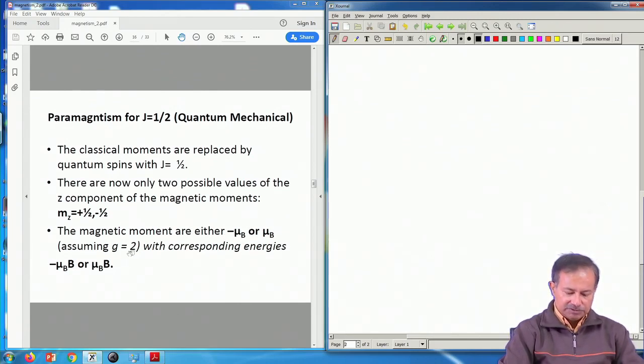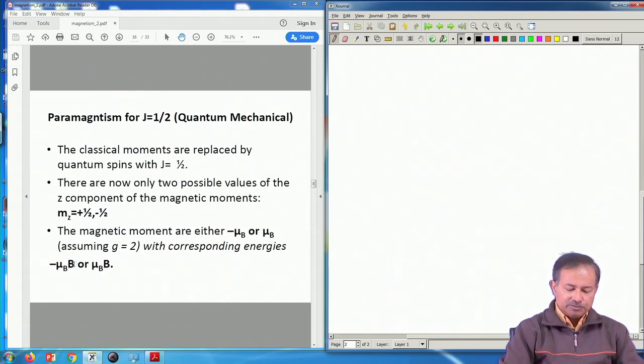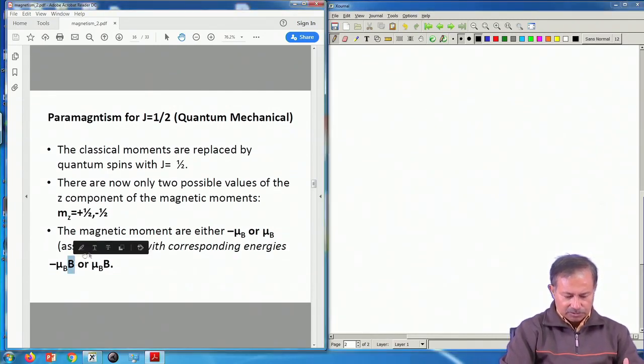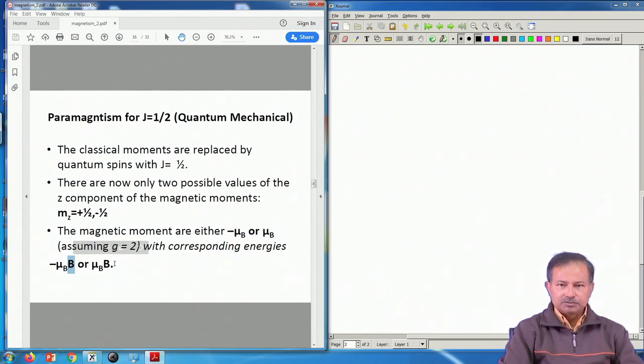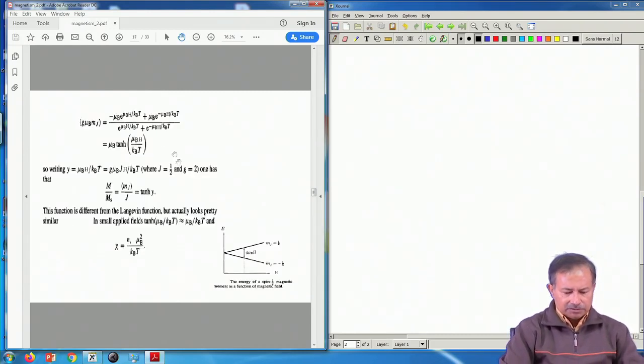You assume this g factor to be 2, then this is what you get. So, energies will be, and this is something we know even from Stern-Gerlach experiments, minus mu b into magnetic field H. Actually I am using H, this is written B, sorry about it, but this is minus mu b H and plus mu b H. Okay, so then of course this is a two level system. I mean, only two energy states to be considered, and you can calculate the partition function easily.